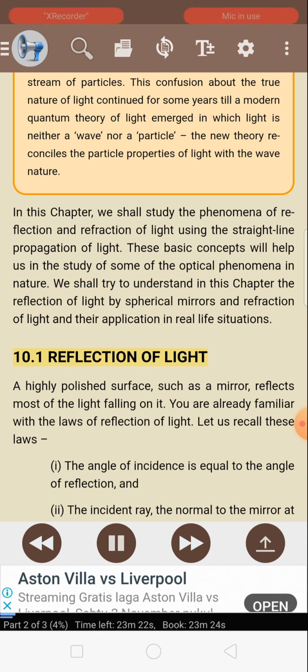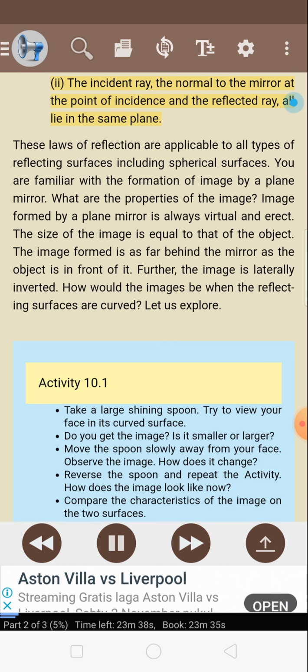10.1 Reflection of light. A highly polished surface, such as a mirror, reflects most of the light falling on it. You're already familiar with the laws of reflection of light. Let us recall these laws. One, the angle of incidence is equal to the angle of reflection, and two, the incident ray, the normal to the mirror, the point of incidence, and the reflected ray all lie in the same plane. These laws of reflection are applicable to all types of reflecting surfaces, including spherical surfaces.